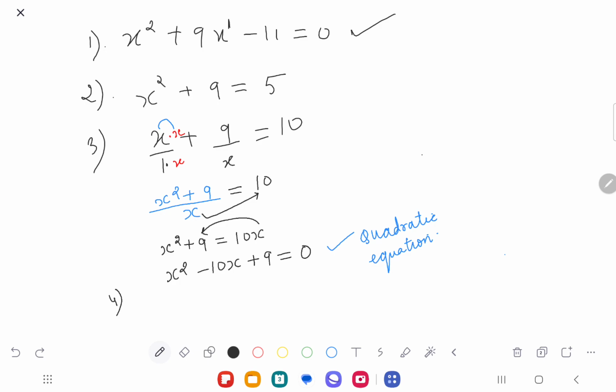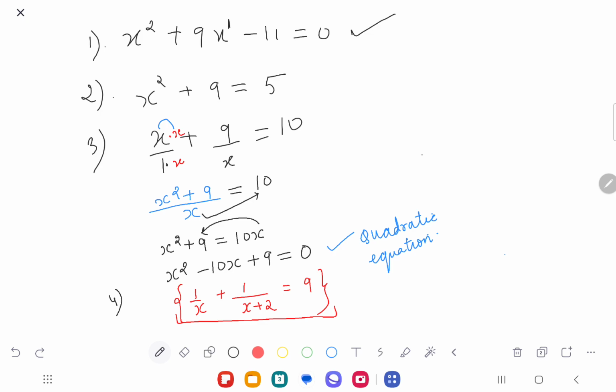Similarly, for example, give me this equation. What do you think about this particular equation? If I say 1 over x plus 1 over x plus 2 equals 9, do you think this could be a quadratic equation? How do you think we should solve this?